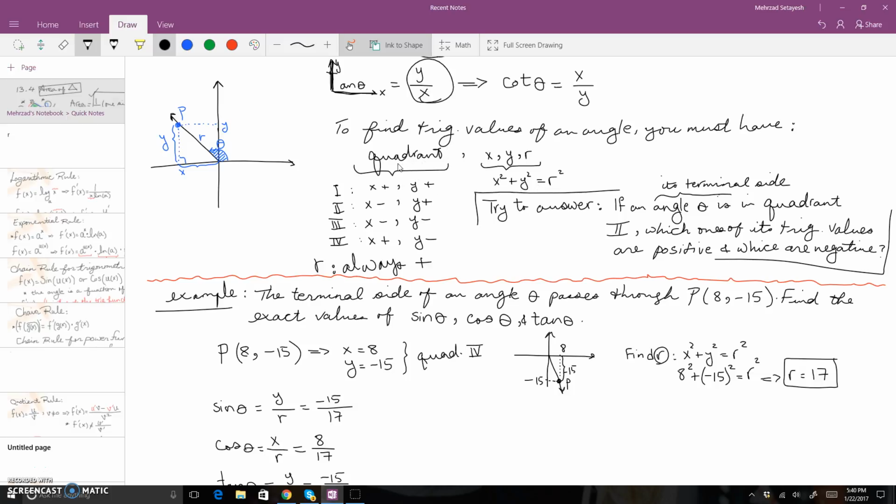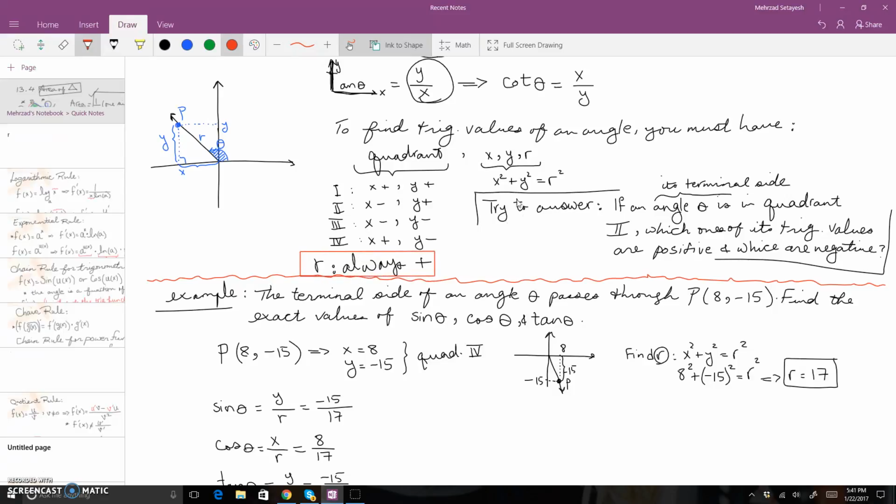In the quadrants, if you remember in maybe not the previous video, but the one before that, we already talked about if a point is in quadrant 1, then both its coordinates x and y are positive. If the point is in quadrant 2, then its x coordinate is negative, y coordinate is positive, and so forth. Something to keep in mind is that r is always positive. That doesn't change.